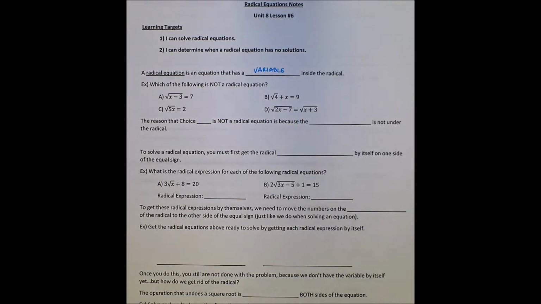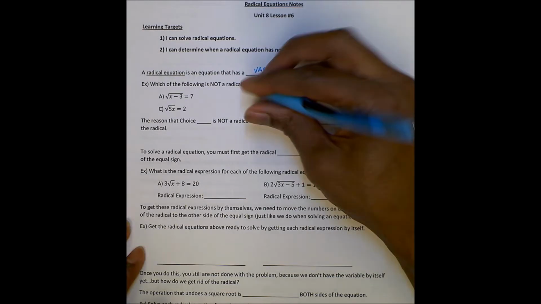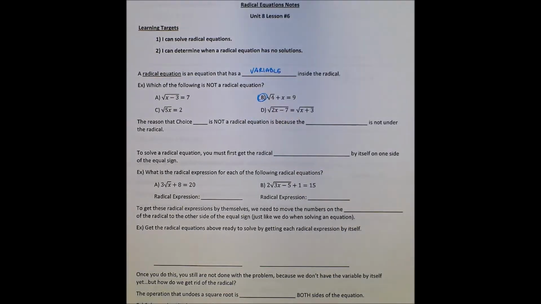Okay, make sure it's inside the radical. So which of the following is not a radical equation? Well, looking at it, I can see that B is not a radical equation. This is not a radical equation because although it has a radical in it, it does not have the variable underneath the radical.